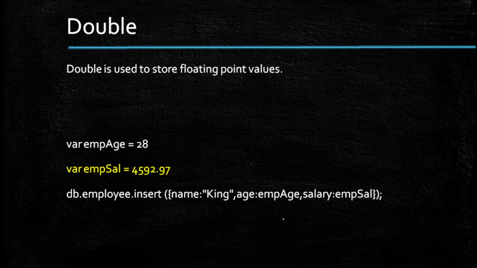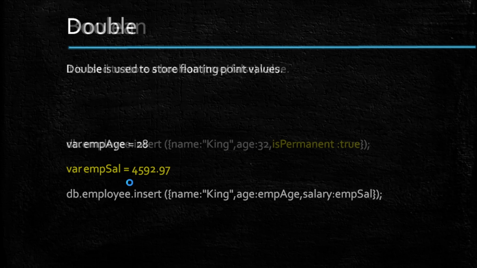Next, we will move to the next data type, double. Double is used to store floating point values. That means you can use decimal values in this data type. For this example, I have taken the previous one only, but here I have changed the employee salary and assigned some decimal value to the salary variable. And that same variable I have used in my document to insert the employee salary into my collection.